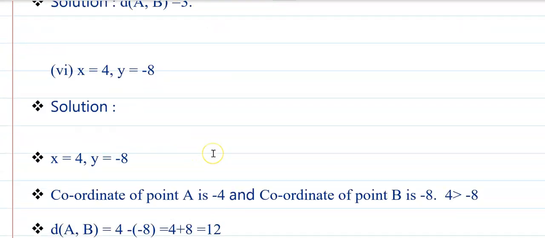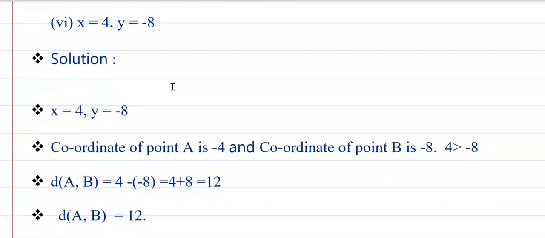Now next is x is equal to 4 and y is equal to minus 8. Coordinate of the point A is 4 and the coordinate of the point B is minus 8.